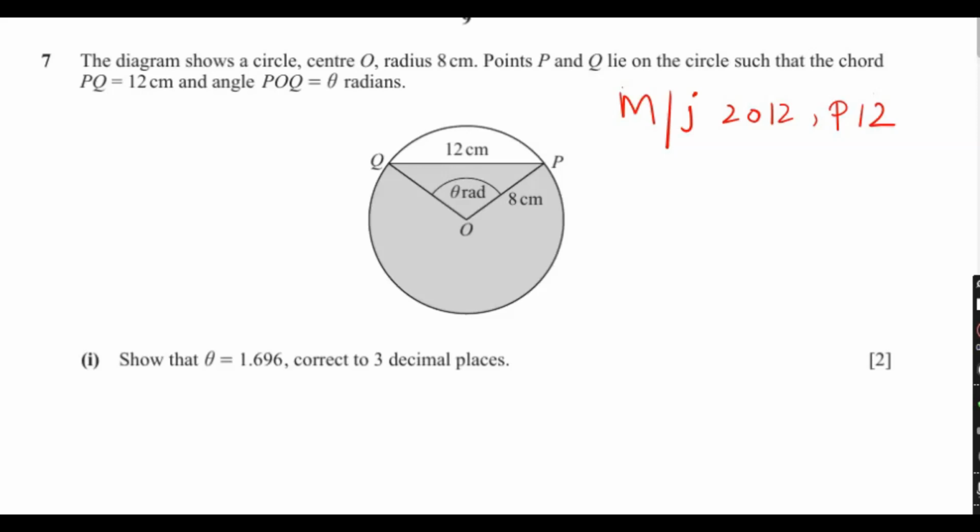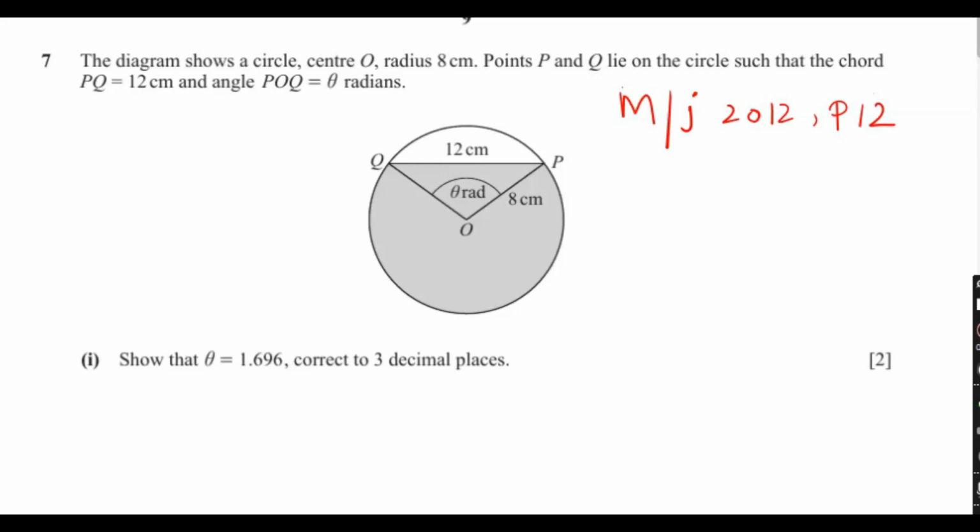Students, today we are going to do question number 7 from past papers May-June 2012 paper 1-2. The topic is circular measure. The question is: the diagram shows a circle, center O, radius 8 centimeter, points P and Q lie on the circle such that the chord PQ is 12 centimeter and angle POQ is theta radians.